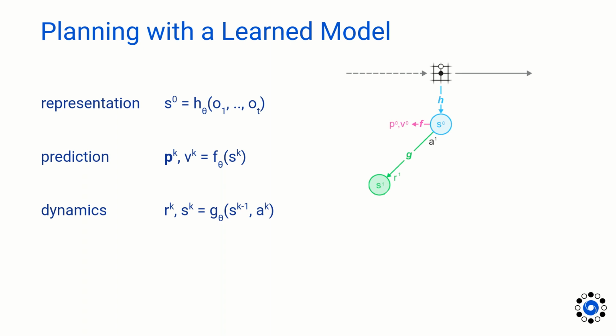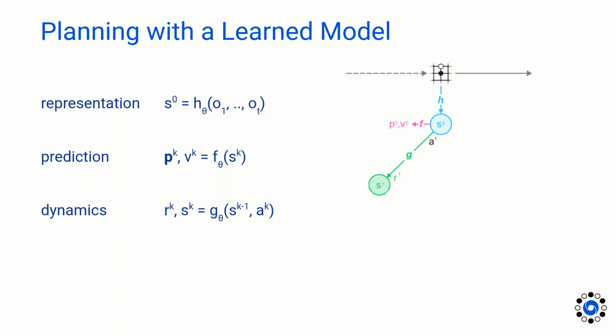Also, we can define another function, the dynamics function g, that allows us to roll forward our model. This dynamics function, given the current state and some action, will estimate what is the next state that we're going to end up in and what reward we observe along the way to get there. In stochastic environments, this would give us the expected state.